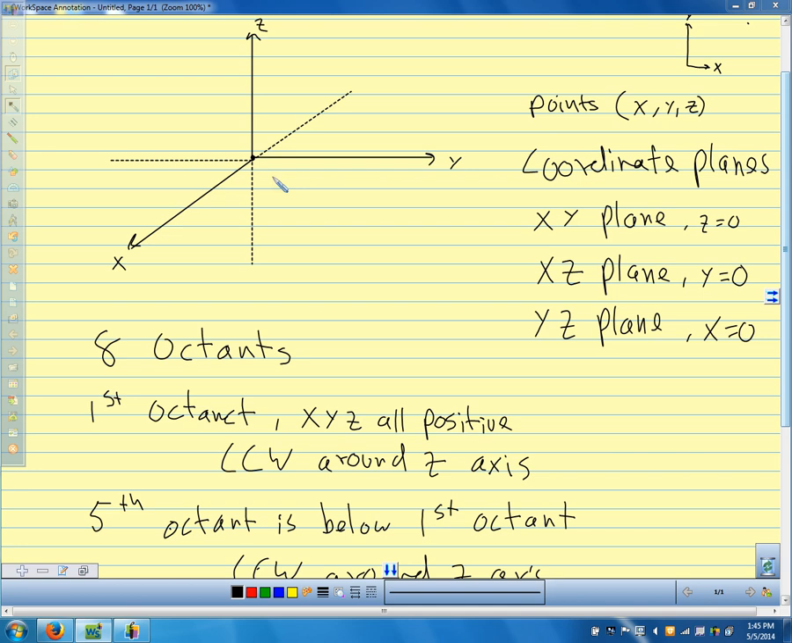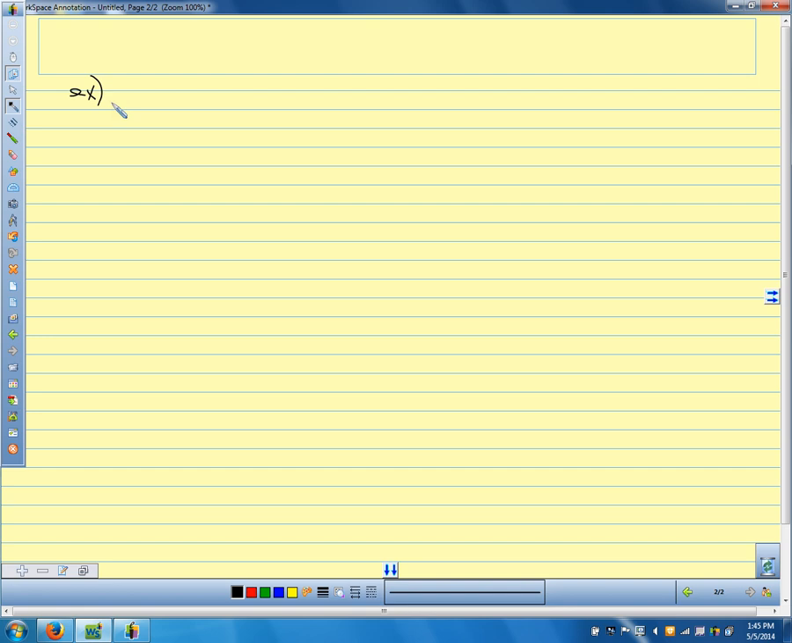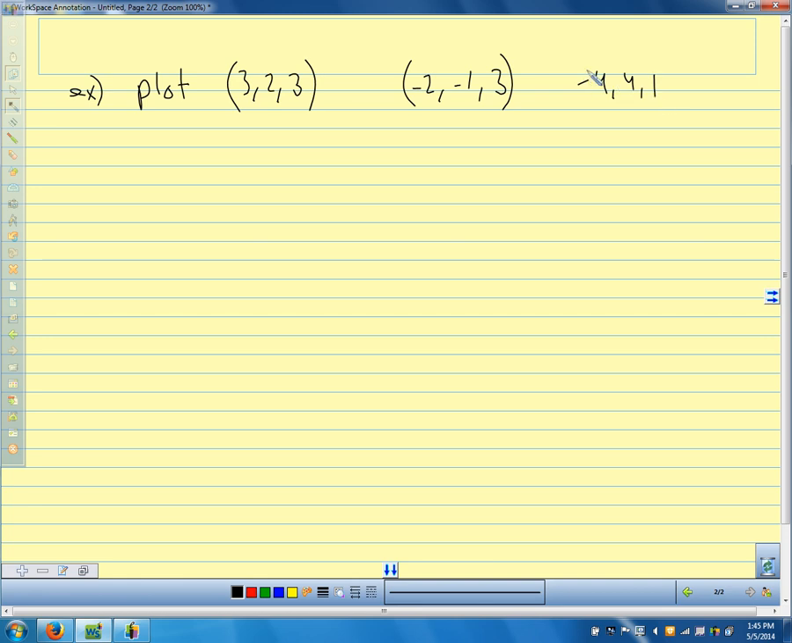All right, so let's plot some points in a 3D coordinate system, and then we'll talk about some familiar formulas. So we want to plot, I'm just going to write these 3 points: 3, 2, 3; -2, -1, 3; and -4, 4, 1.